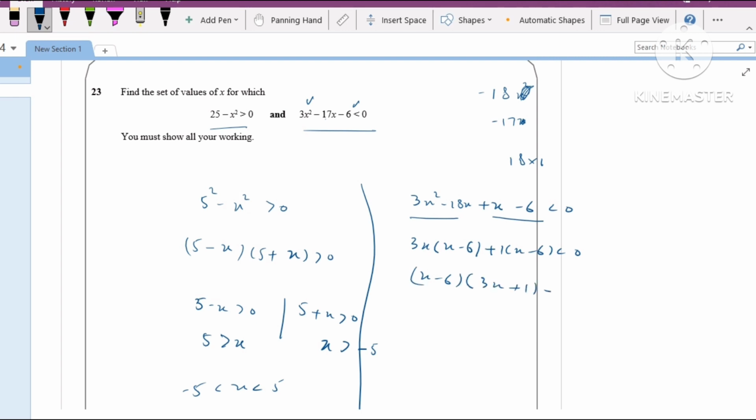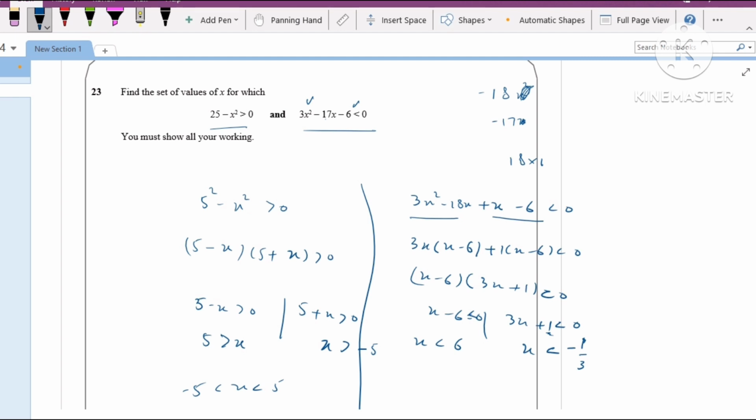So it means x minus 6 not equal to 0, 3x plus 1 less than 0. So here x is less than 6, and here x is less than minus 1 over 3. So here we have two values.